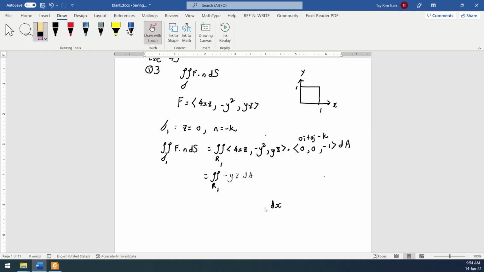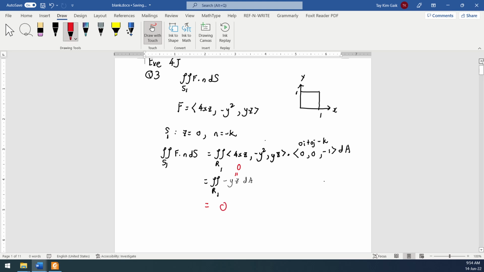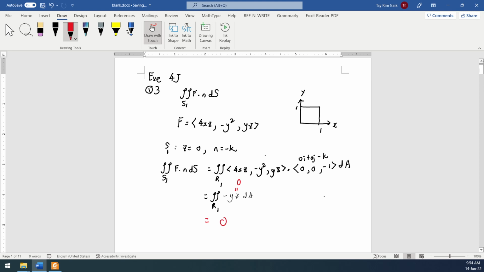for the first surface, I prefer to use S, so S1 is z equal to 0. When you plug in z equal to 0 here, you get 0. So for the first surface the answer is 0.